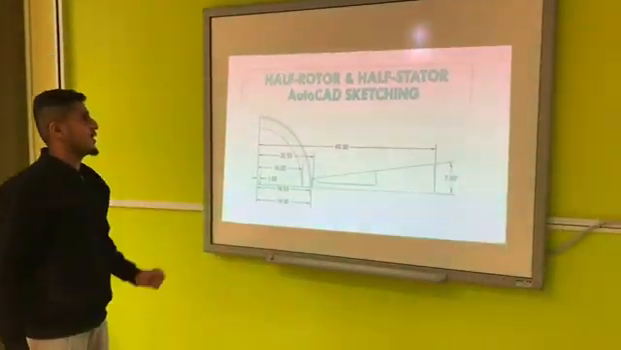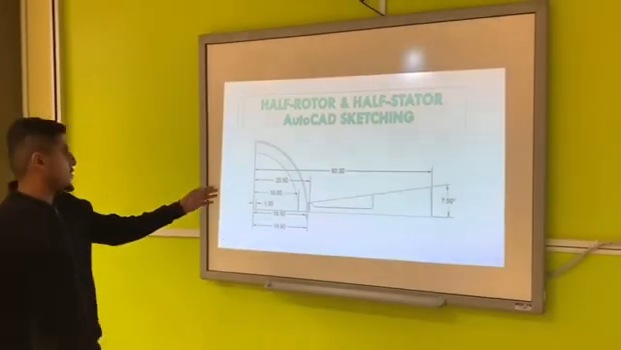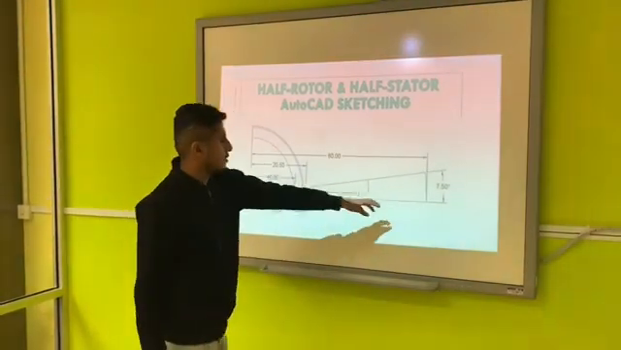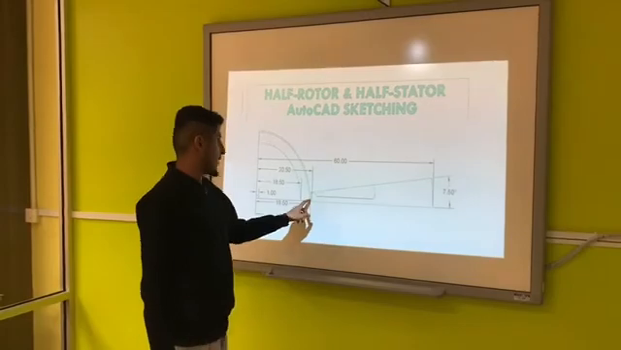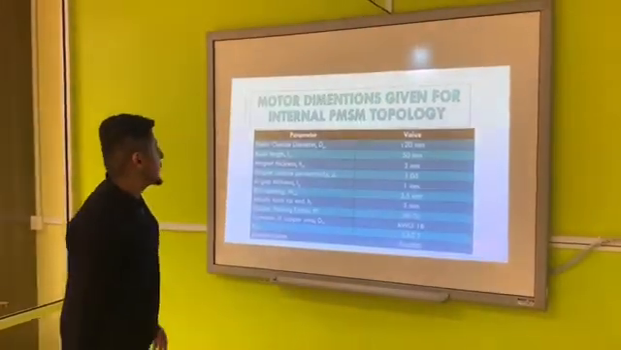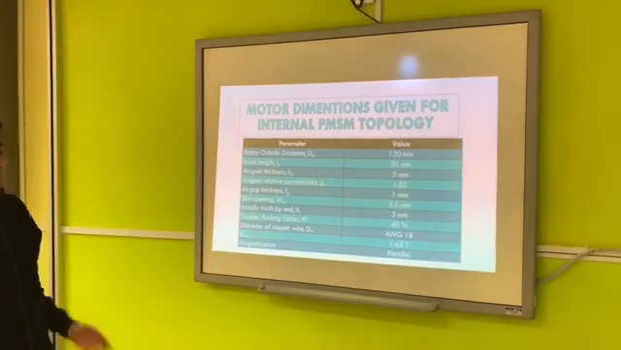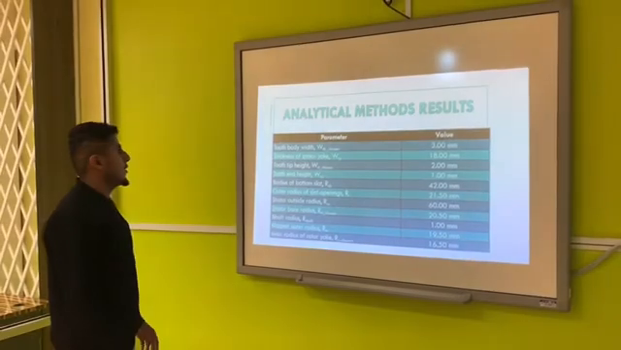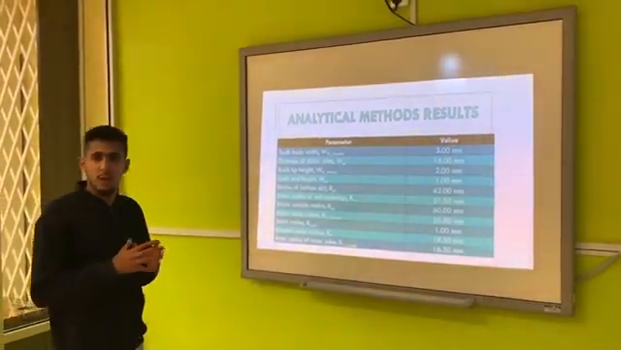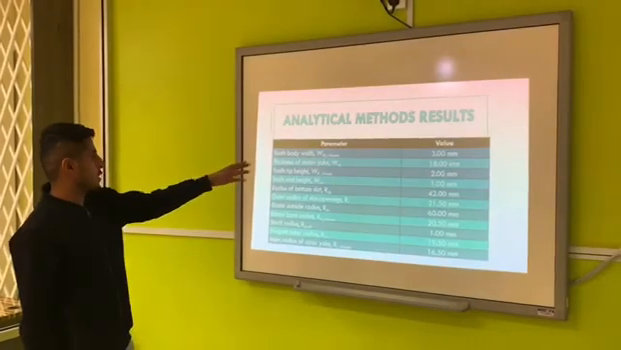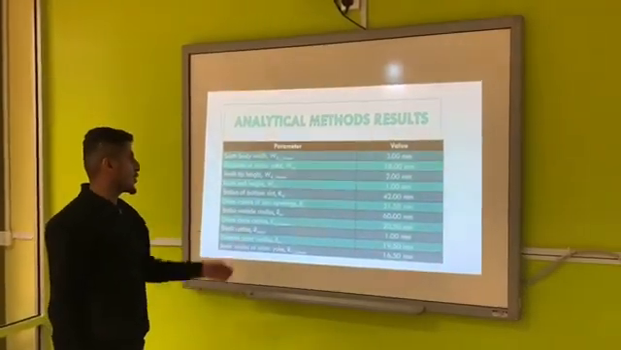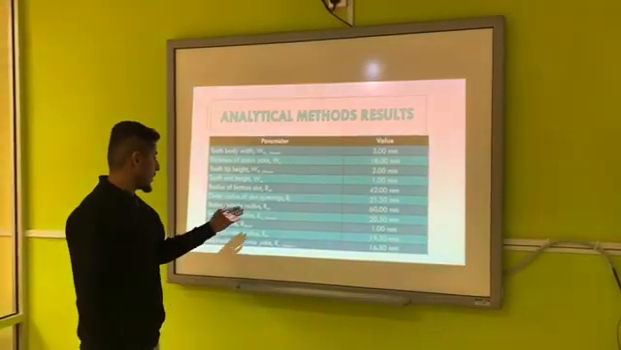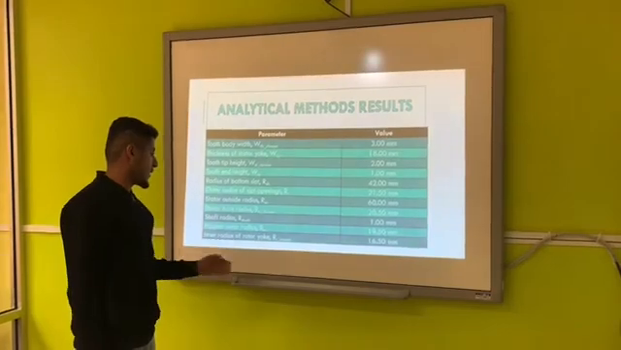This is the half rotor and half stator AutoCAD sketch. This is the half rotor and this is the half stator. This is the R shaft, this is the RSO and this is the RSI. And these are the parameter values given for this project, and this is the result that we get from our calculation. As you can see: WTB, WSY, WTT, WTE, RSB, RT, RSO, RSI, R shaft, RM, and RR.